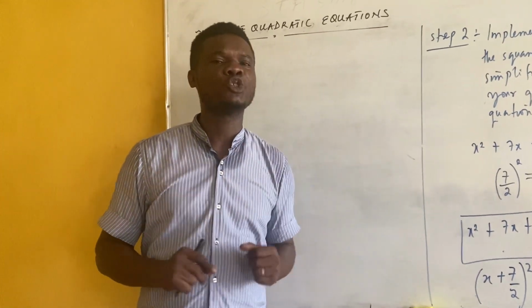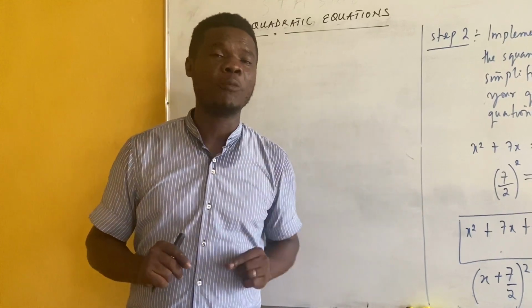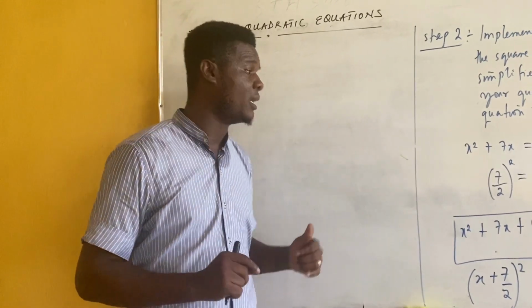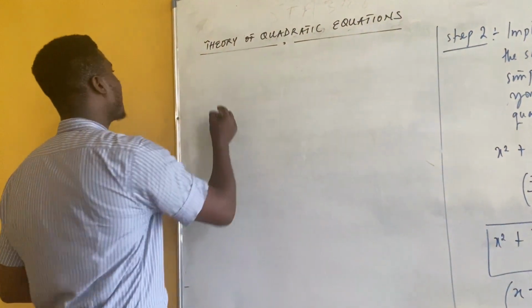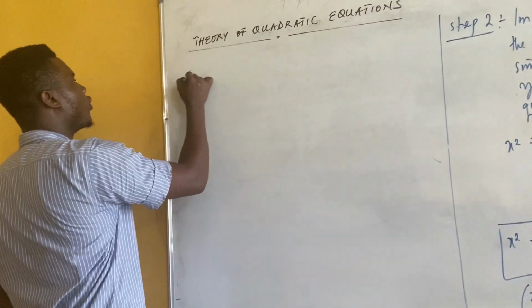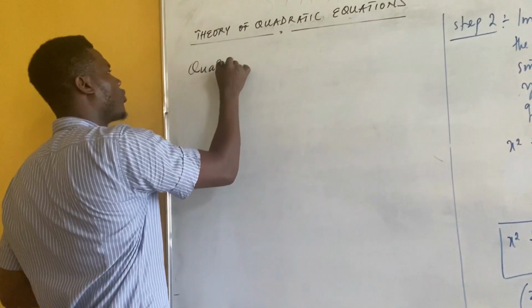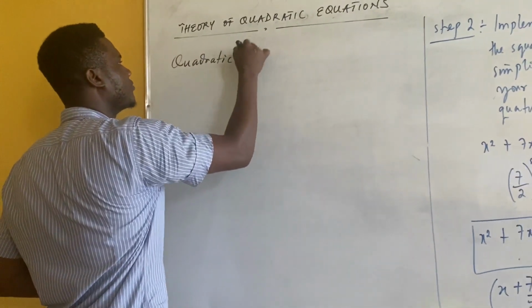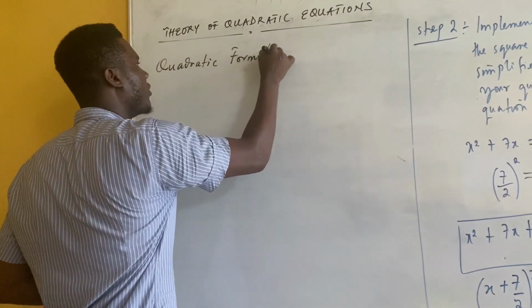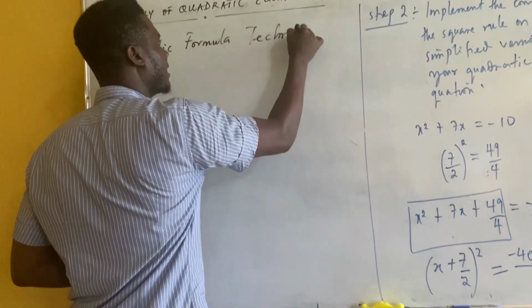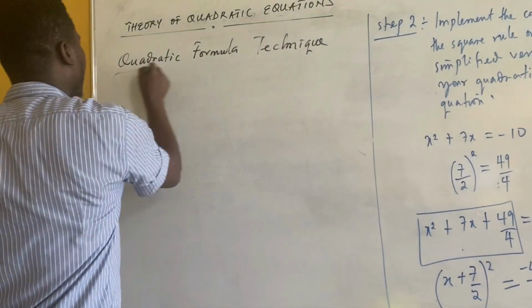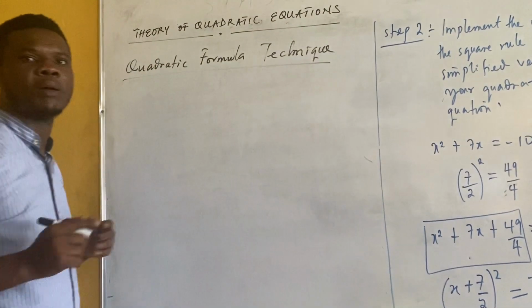But the first thing I'm going to show you is how to develop the almighty formula, or the quadratic formula, from the completing the square technique. So come over with me. Now, we shall look at the quadratic formula technique. I'm going to call it the quadratic formula technique. So what is the technique all about?